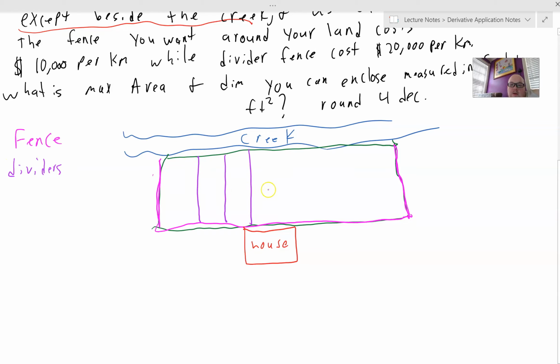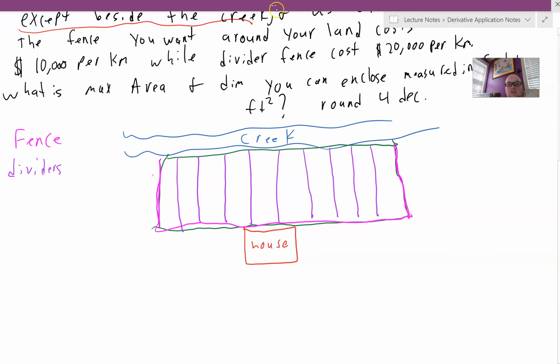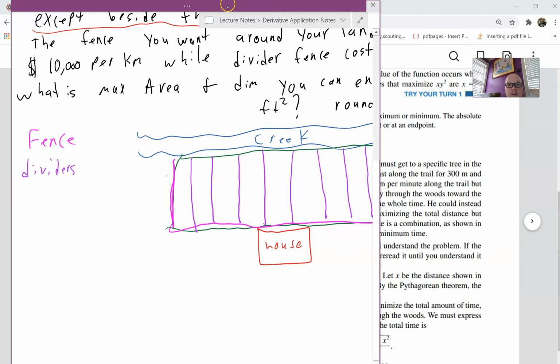So we got 1, 2, 3, 4 plots. 5 plots. 1, 2, 3, 4, 5, 6, 7, 8, 9. And then 10. And as it says, we're not putting any fence along the creek.